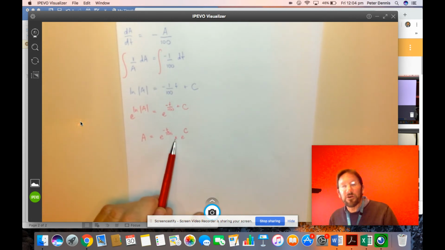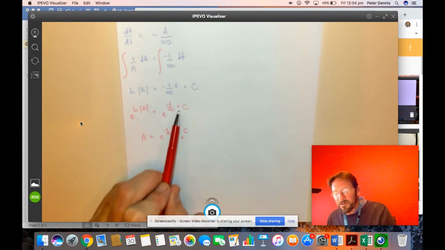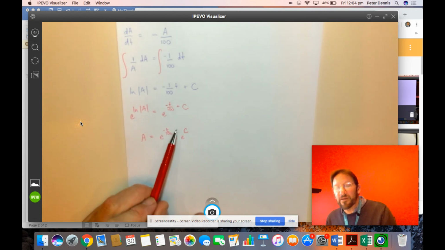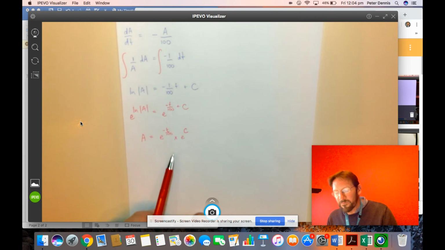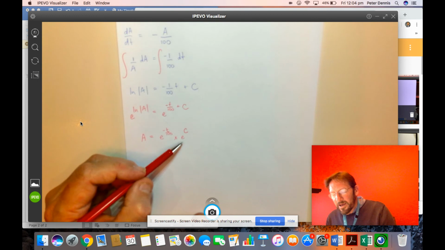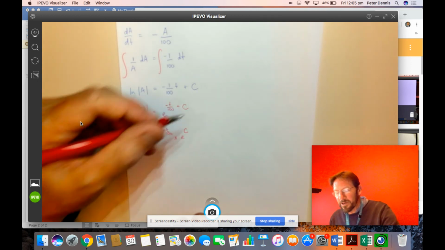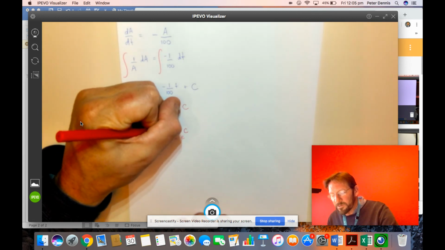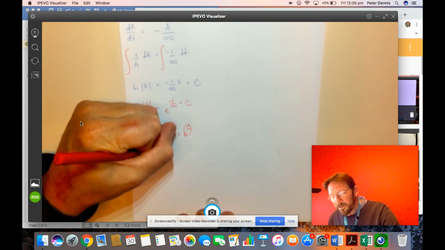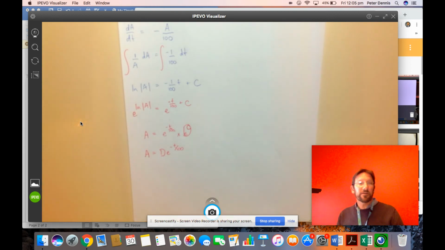Now, why do we put a times here? Because when we multiply these two things, we add the indices. Sometimes that's a case of, I know I didn't understand that at first. I was thinking, where did all this come from? But because we're adding the indices here, we're timesing down here, and we can let this just be another constant. So instead of calling it e to the power of c, we can call this D. So what we get is the amount equals D e to the minus t over 100. And that's our formula.